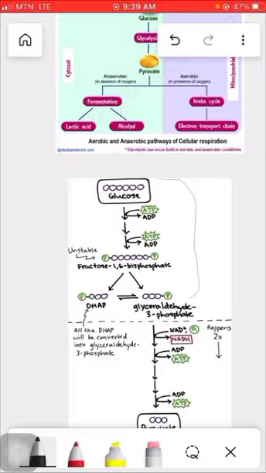And in the preparatory phase, we will invest 2 ATPs. Hope you understand. And this happens in step 1 to step 5. So step 1 to step 5 is known as the preparatory phase. Hope you understand.